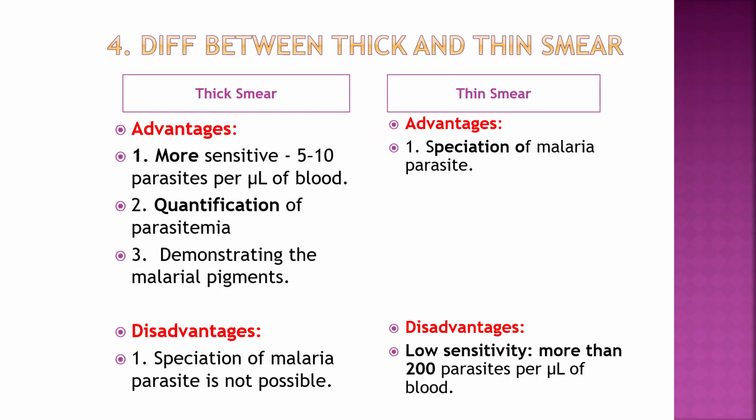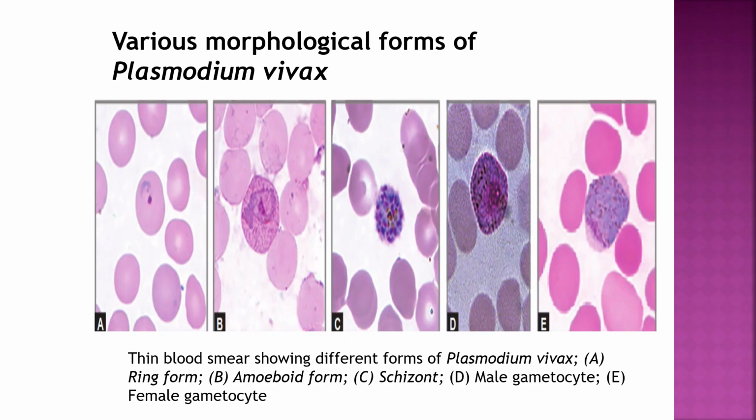The thin smear advantages: the species identification of malaria is possible because of the different morphological forms, that is ring form, trophozoite, schizont, and gametocyte form of the species. The disadvantage is that it has low sensitivity, so you need more than 200 parasites per microliter of blood to see the parasites. So these are different morphological forms of the parasites of Plasmodium vivax.